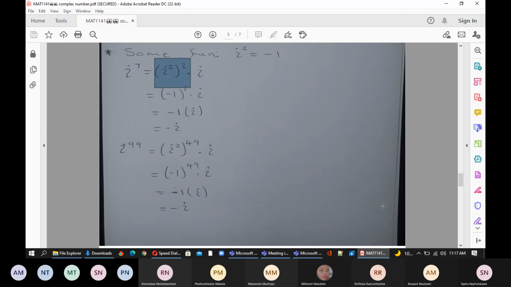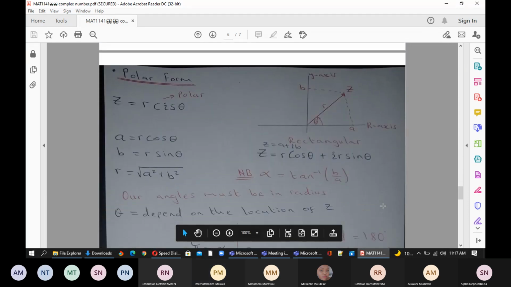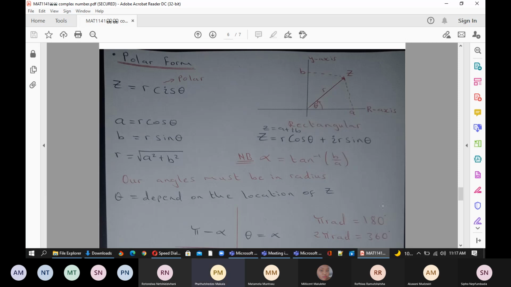So now, let's talk about what we call a polar form. A polar form is given by the equation Z is equals to R cis theta. If you can check the diagram at your right hand side, it's like that.